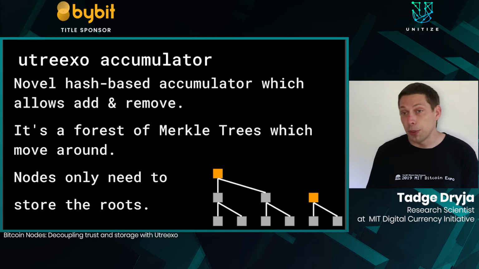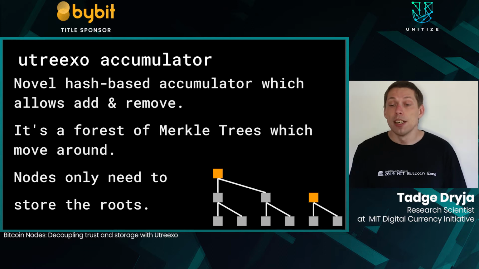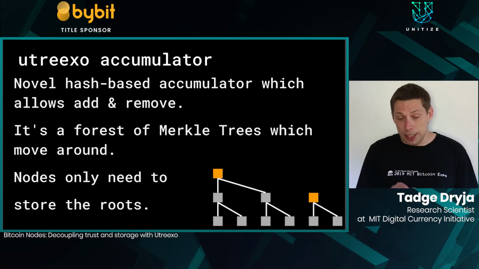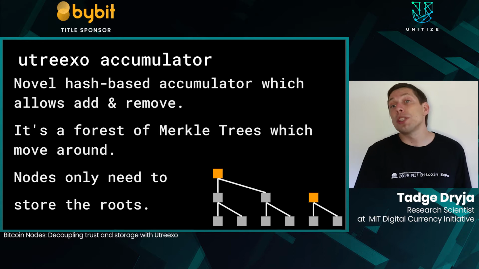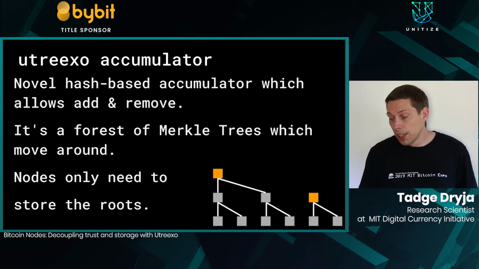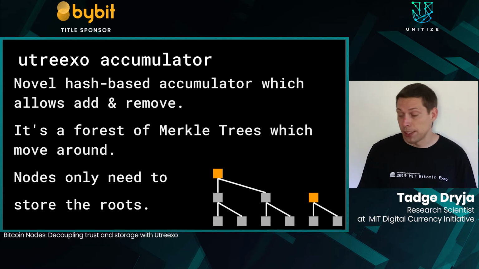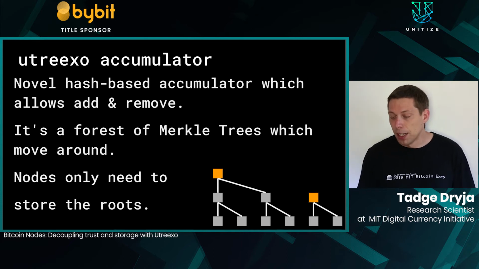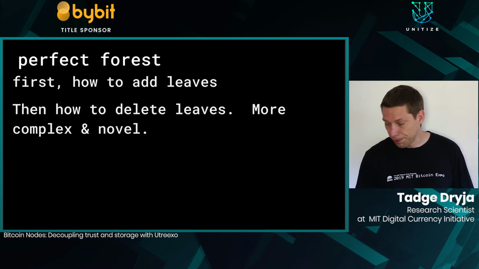And in this case, we also need to be able to delete things, right? We don't want to be able to double spend or spend the same UTXO twice. So when you verify that something is in this accumulator, you also want to remove it at the same time, which is nice. The only time you need to delete things in Bitcoin is when you're proving them and vice versa. So I'll go briefly into the actual design of how this accumulator works. It's quite simple. It's basically a bunch of Merkle trees, and they sort of move around in an interesting way. And these Utreexo nodes only need to store the roots of these Merkle trees.